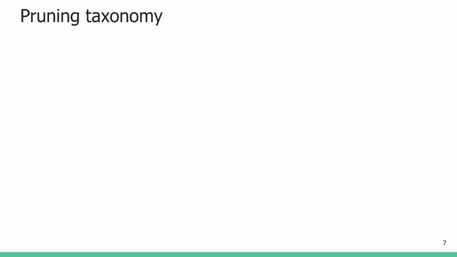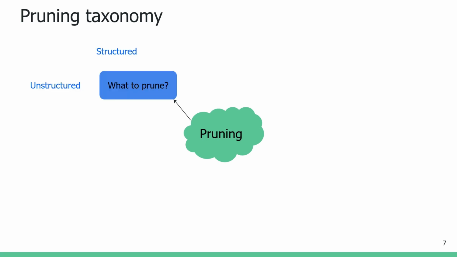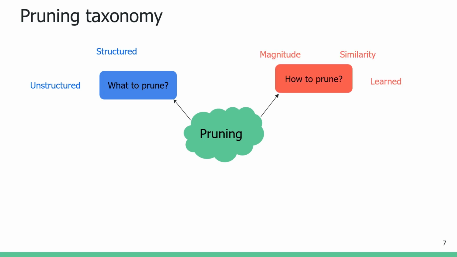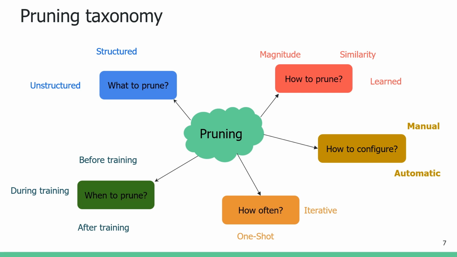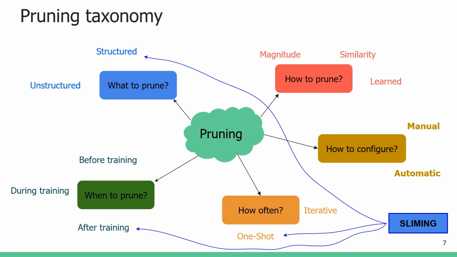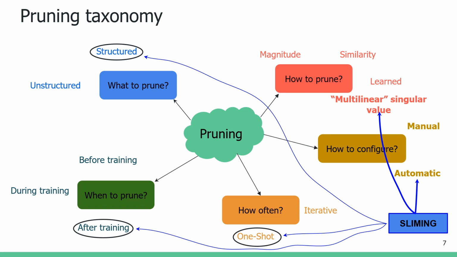Pruning approaches can be classified based on 5 questions. First, what to prune, structured versus unstructured. Second, how to prune, by magnitude, similarity, etc. Third, when to prune, before, during, or after training. Fourth, how often to prune, one-shot or iterative. Fifth, how to set the pruning ratio, manual or automatic. Sliming is structured, one-shot, and after training, with an automatic pruning ratio based on multilinear singular values.